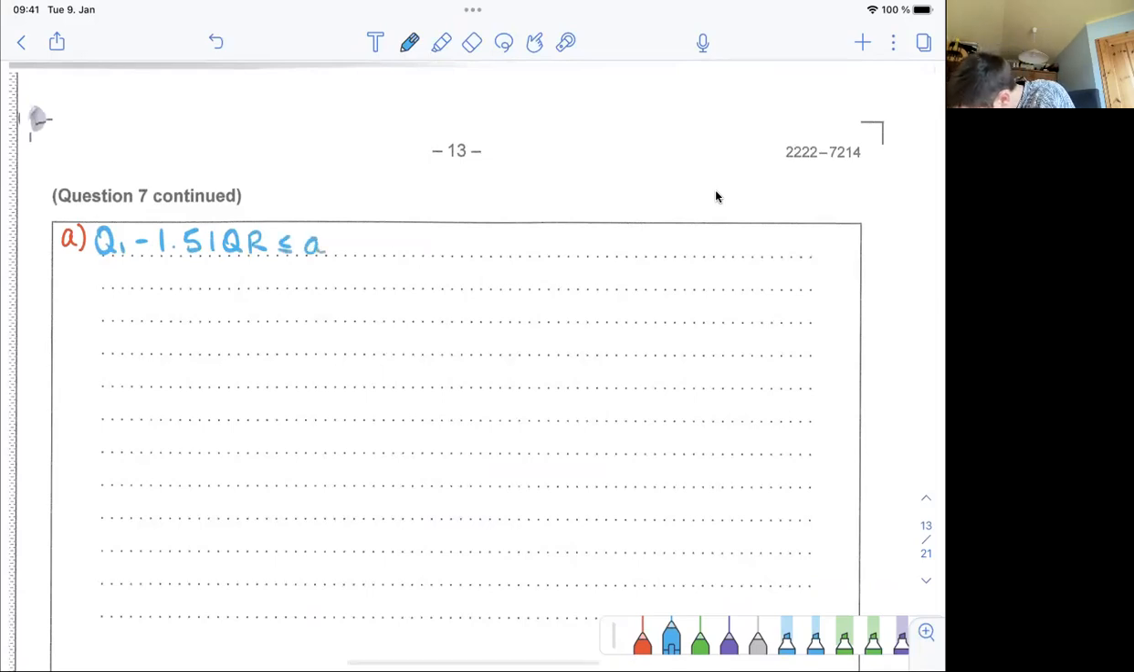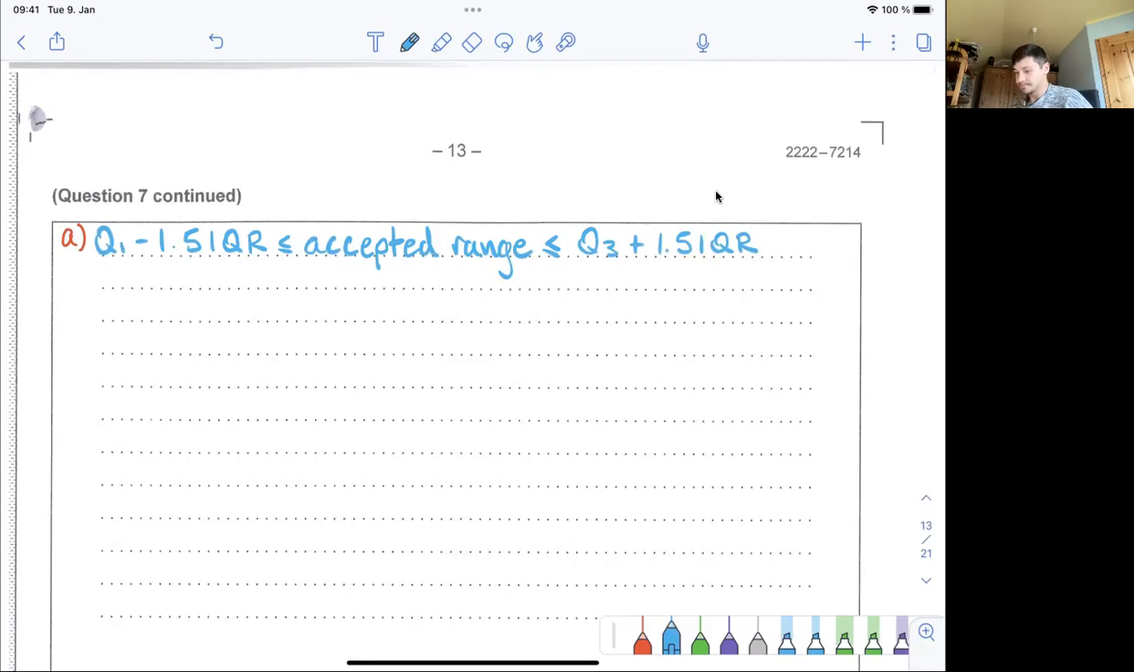We'll write accepted range here. And then the upper limit is the upper quartile, Q3, plus 1.5 IQR, which is the interquartile range. Now, the formula to find the interquartile range is in your formula booklet, so I'll write that down here: IQR is equal to Q3 subtract Q1.